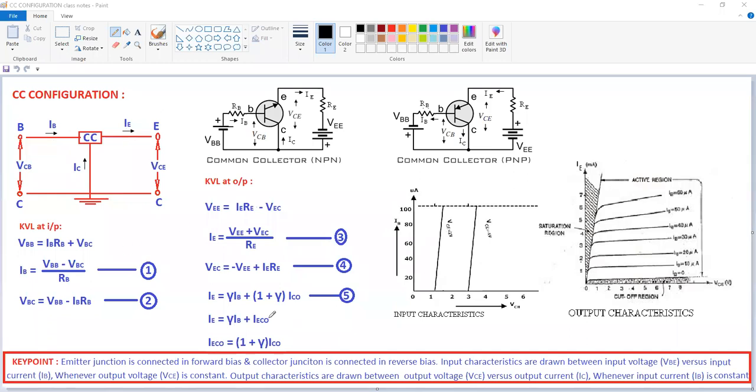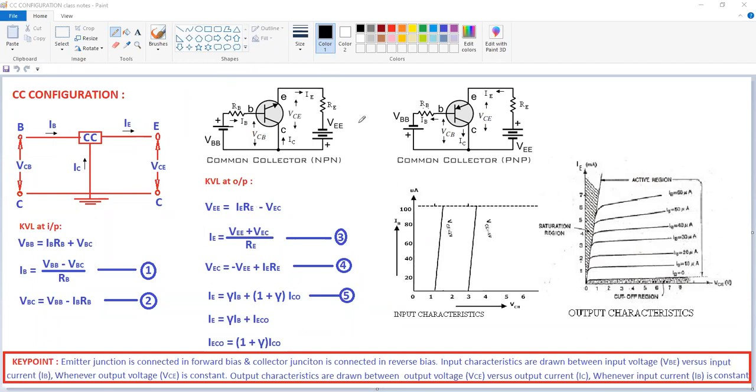And after this, 0 indicates the reverse saturation current. So in some textbooks he is going to mention it like this: IE is equal to gamma into IB plus 1 plus IECO, where ICEO, or IECO, is given by 1 plus gamma into IC naught. These are your input current, input voltage, output current, seen from this circuit diagram.